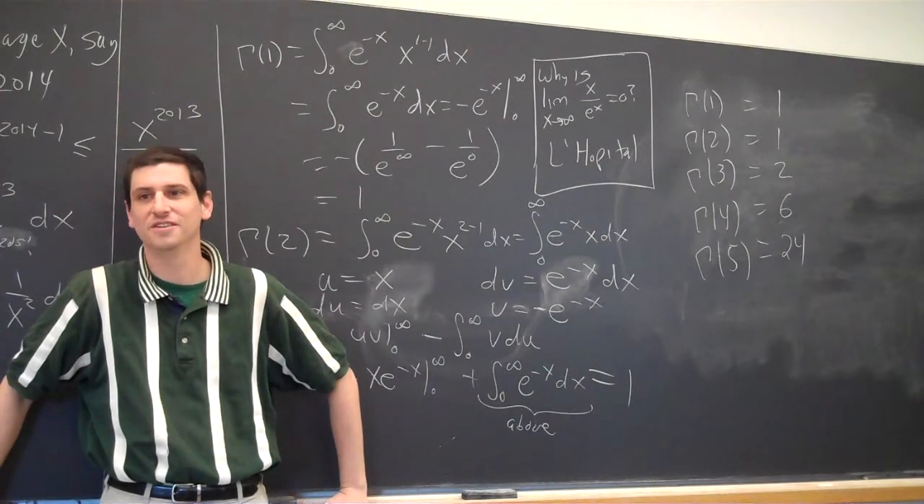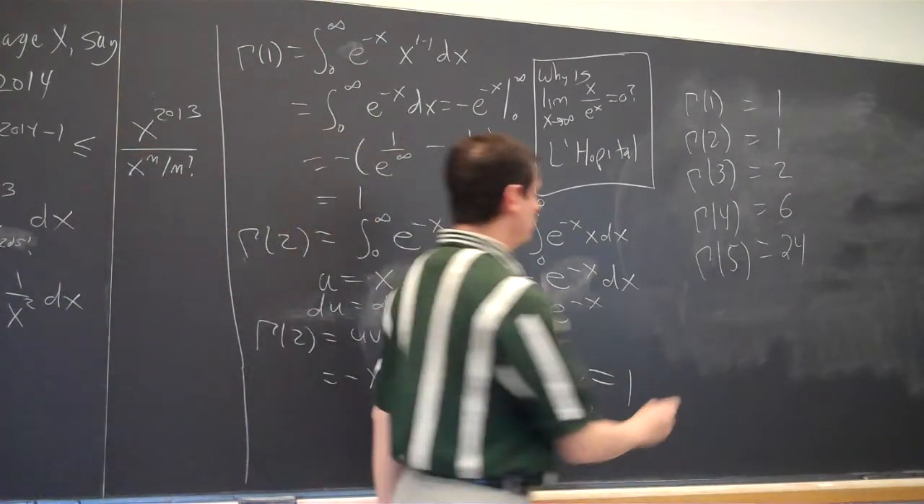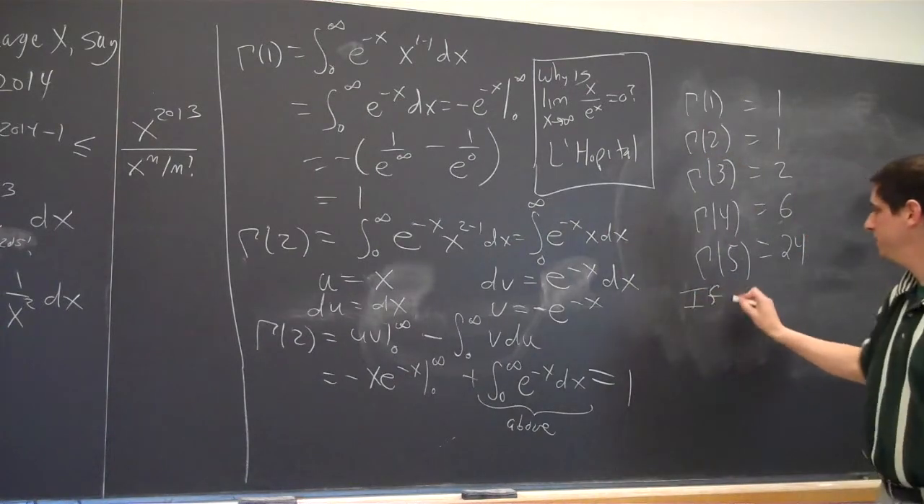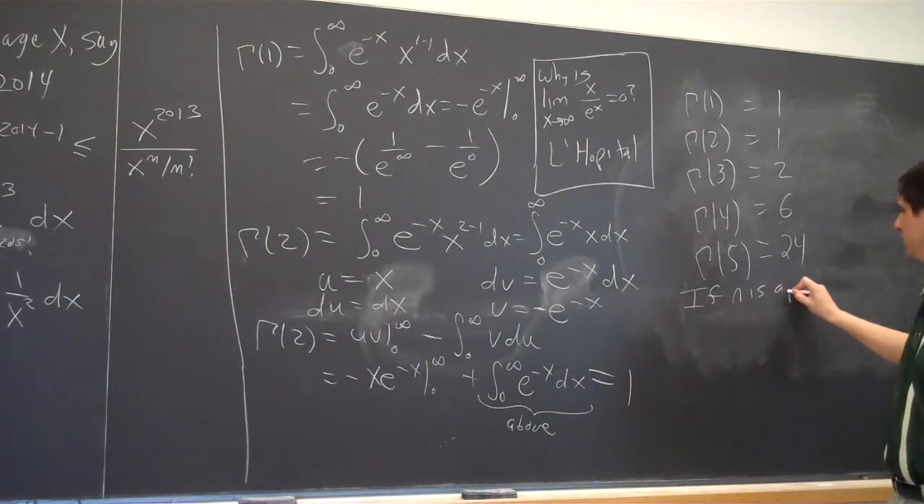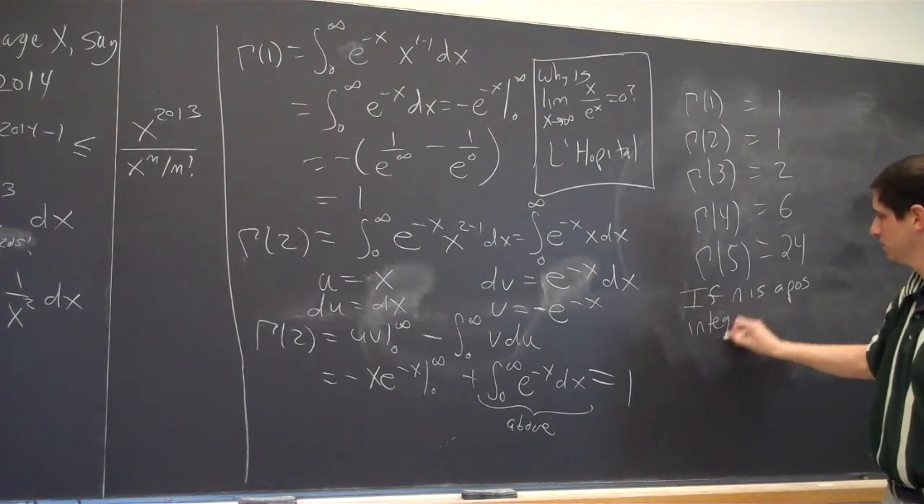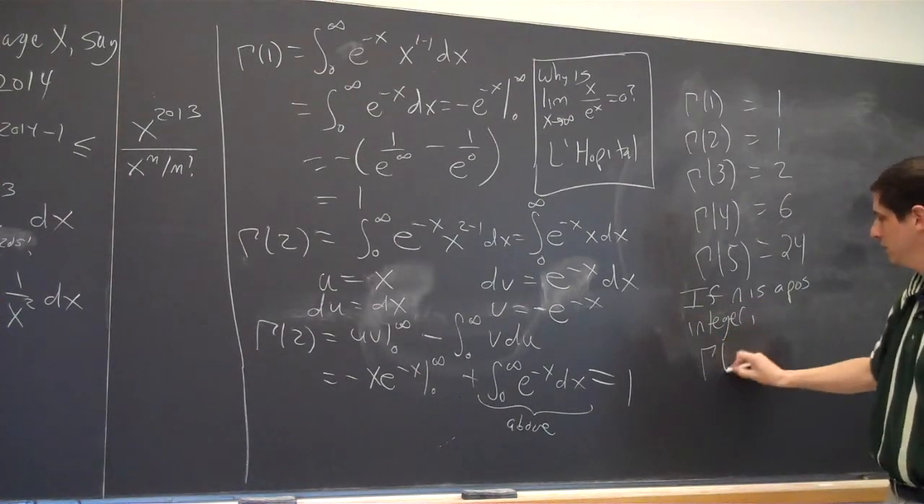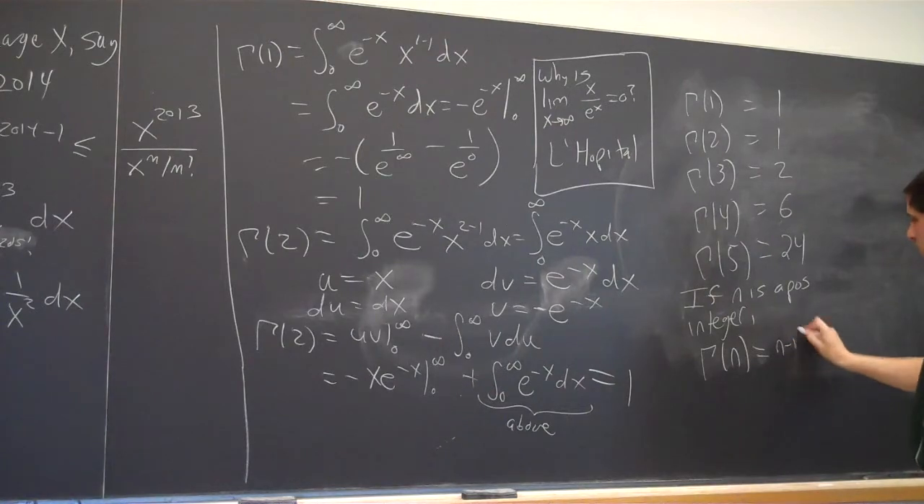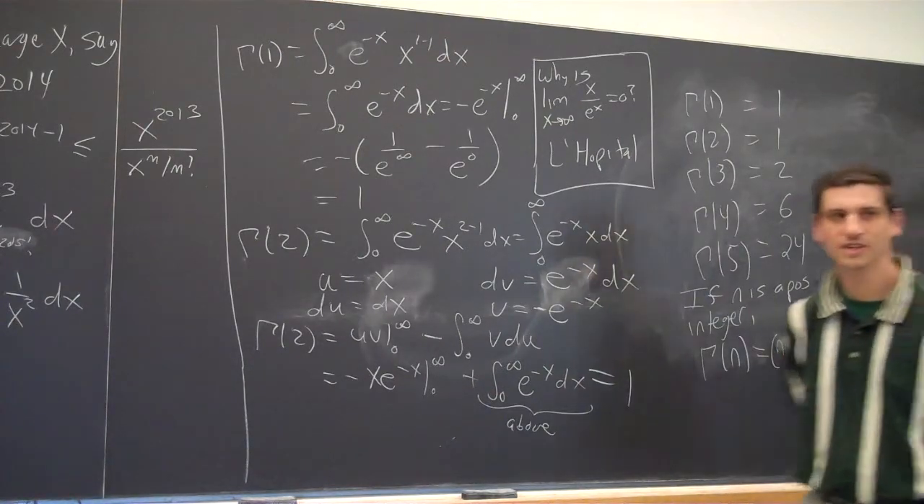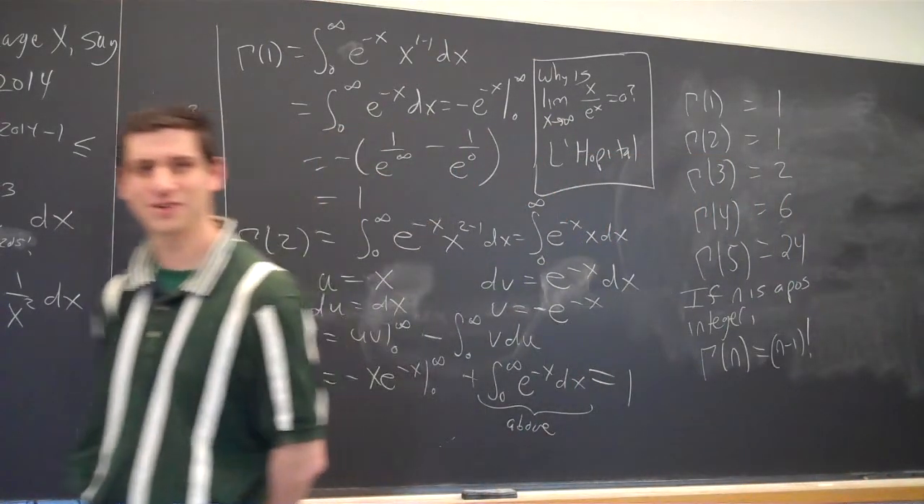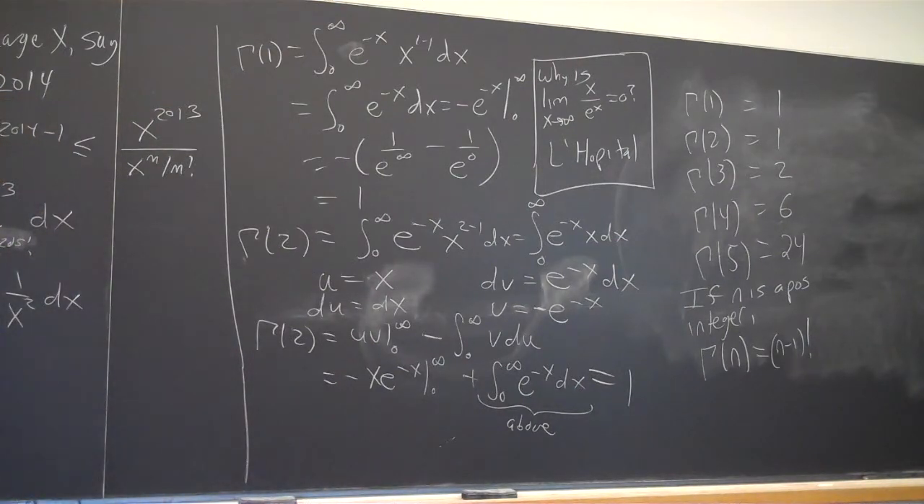Factorials. They're factorials. So if n is a positive integer, gamma of n is n minus 1 factorial. And this leads to the wonderful convention that the gamma function is shifted from the factorial function by 1.